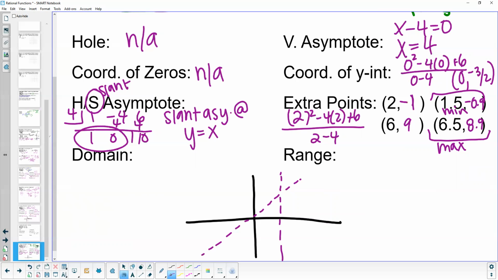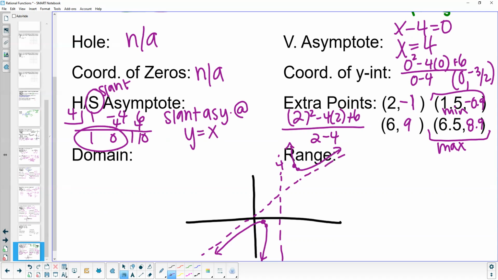Now, using these numbers, I can see that I have a value at 4. I have a value at 2, -1. I also have one at 1.5, -0.9. So that's our maximum value here. This function's actually going to end up looking something like this, where this is our highest point. Then we have our other two points, where we go to 6, 9 right here, and then we have 6.5 and 8.9. So this one's going to look kind of like this, staying within our boundaries there.